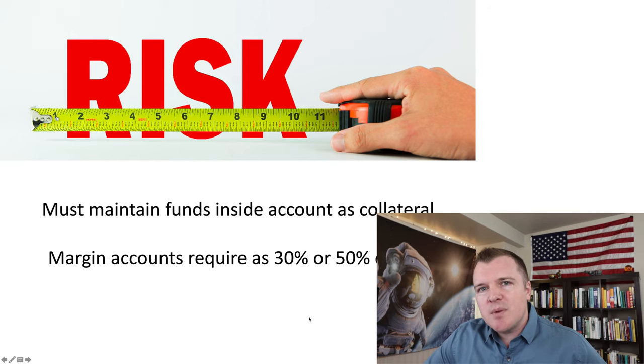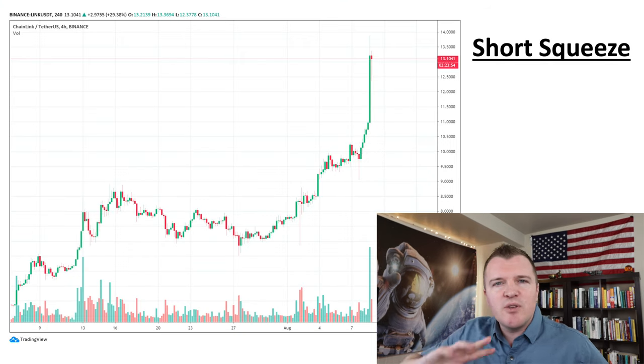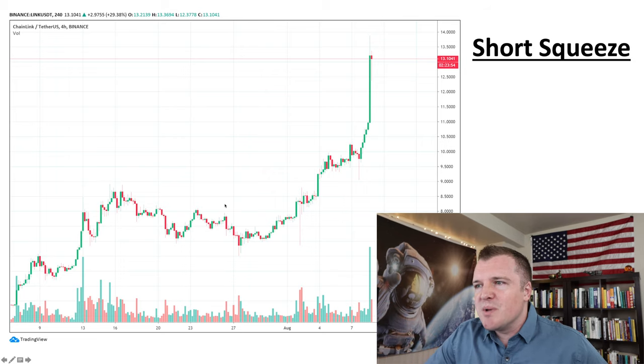However, what happens when you've lost so much on a short sale that you can no longer cover it in your margin account? This creates something called a short squeeze, and maybe you've seen graphs like this on the internet. I'll quickly explain what's happened here.